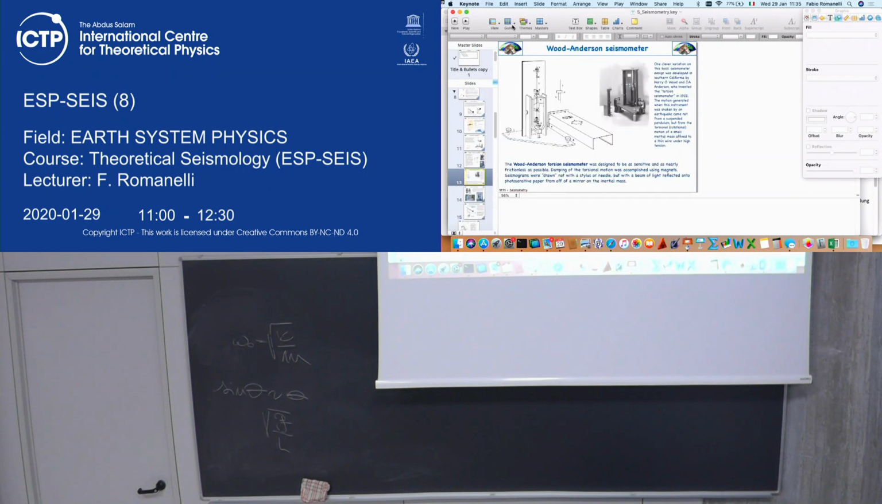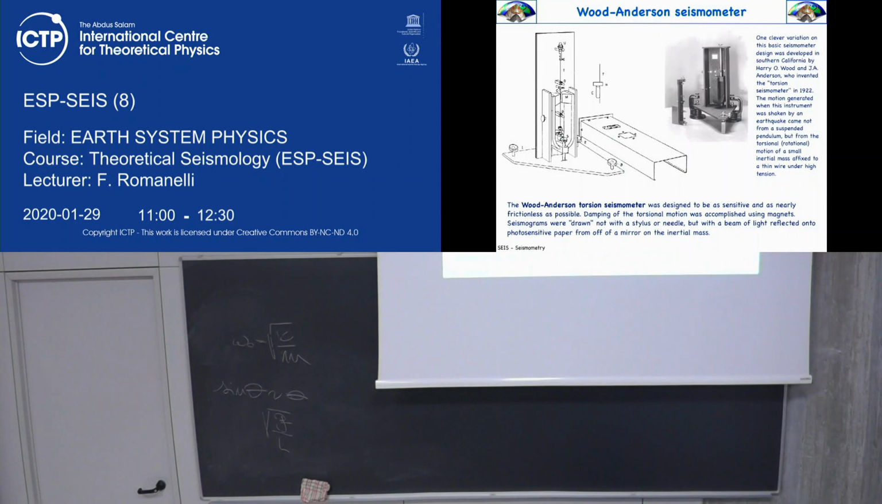What's next? Okay, that's why we're making this crazy journey. In the US, in California, there was a network managed first by Beno Gutenberg and then by Charles Richter that was using Wood-Anderson instruments. That's a beautiful instrument here. And that's why we are here, because this is the instrument that Charles Richter used to define magnitude in 1935.